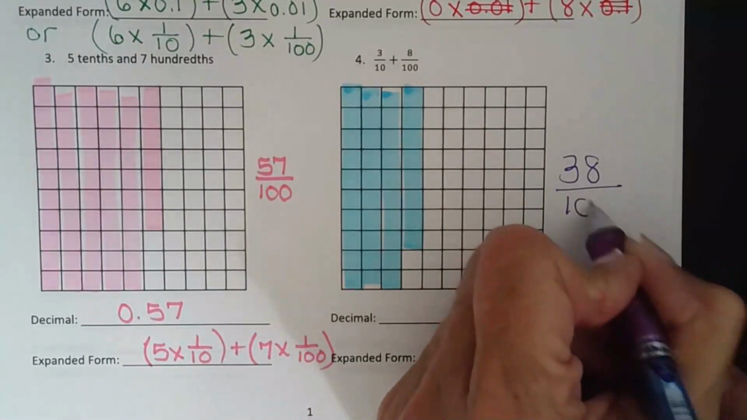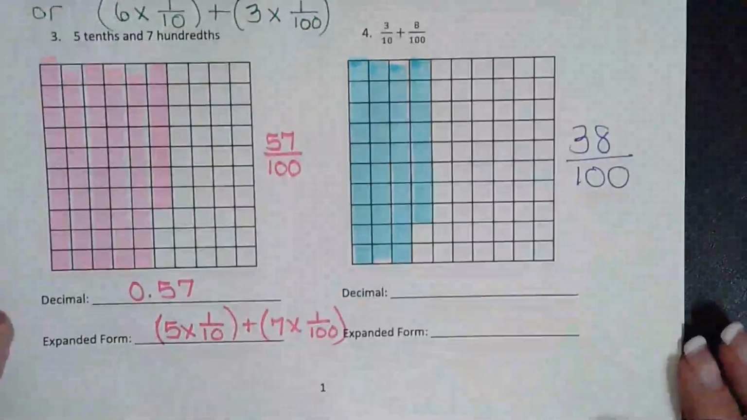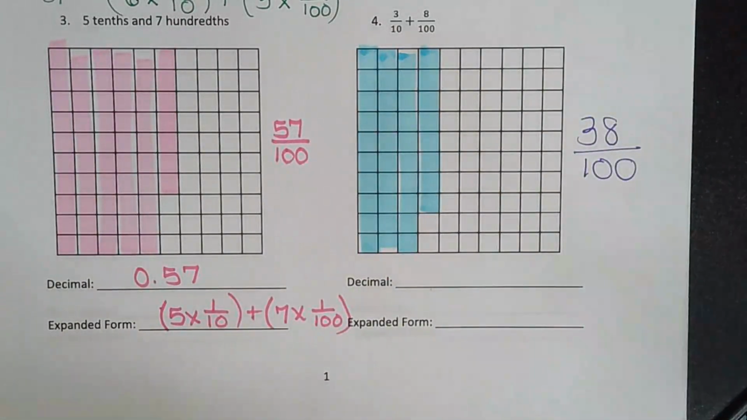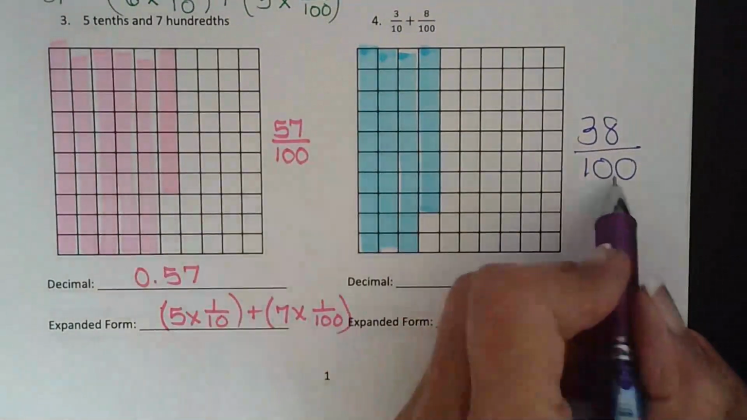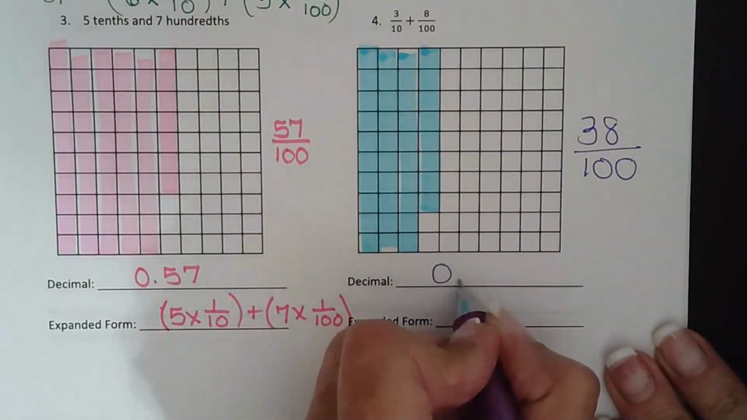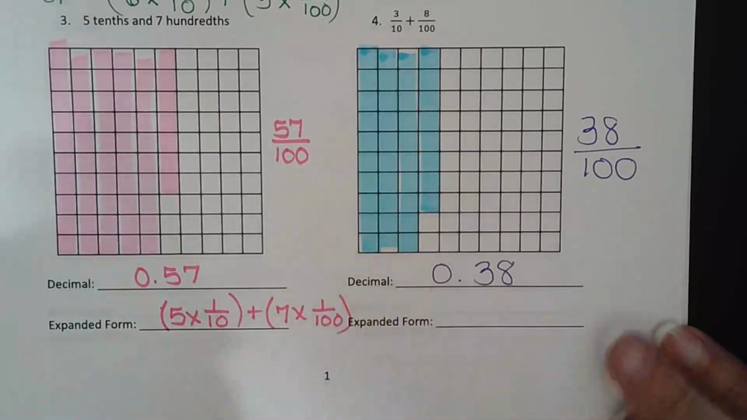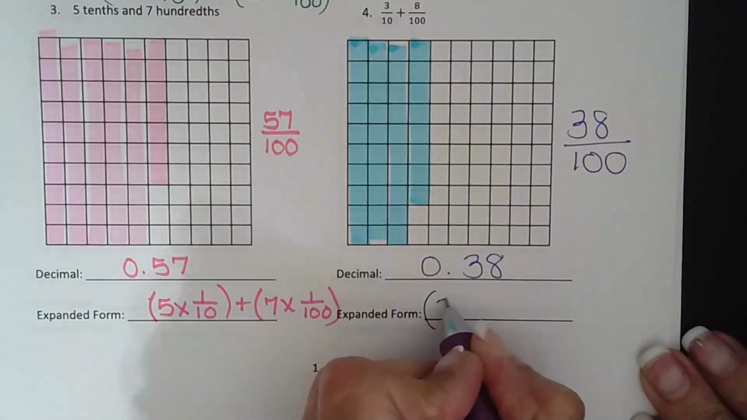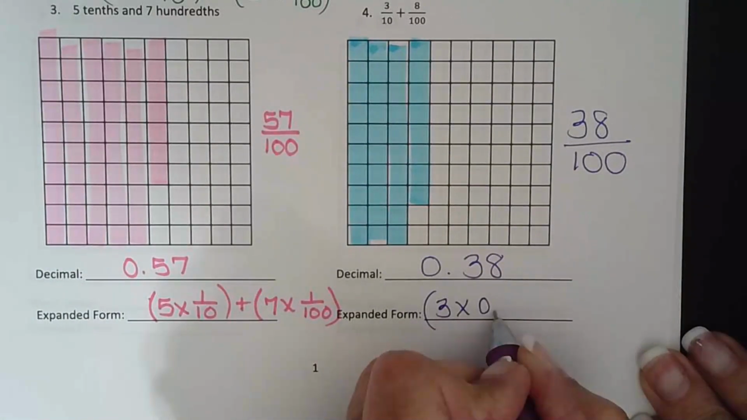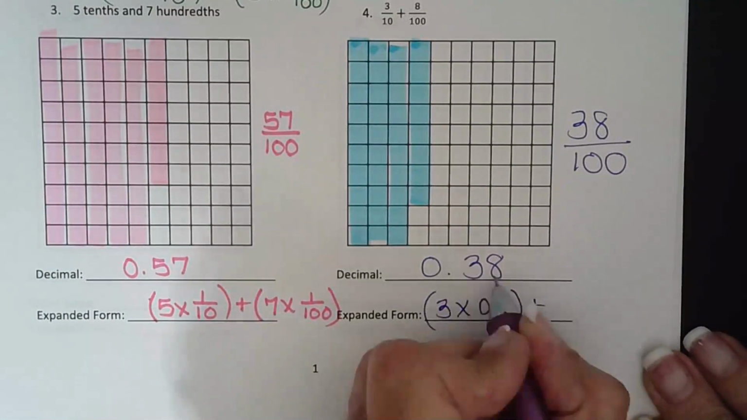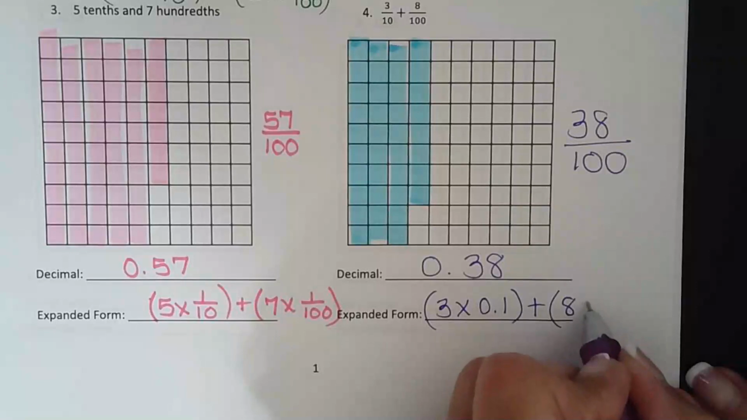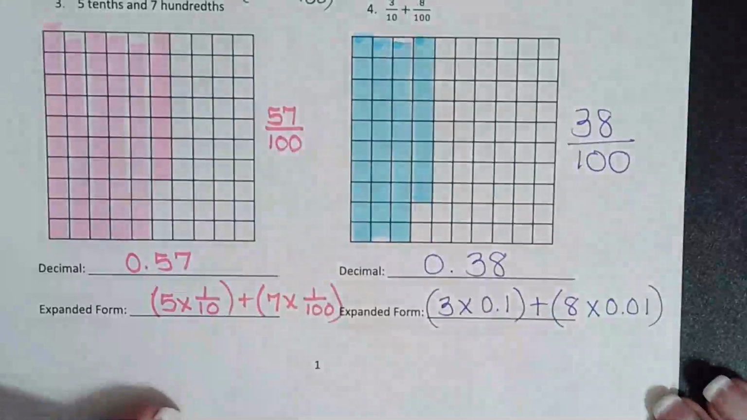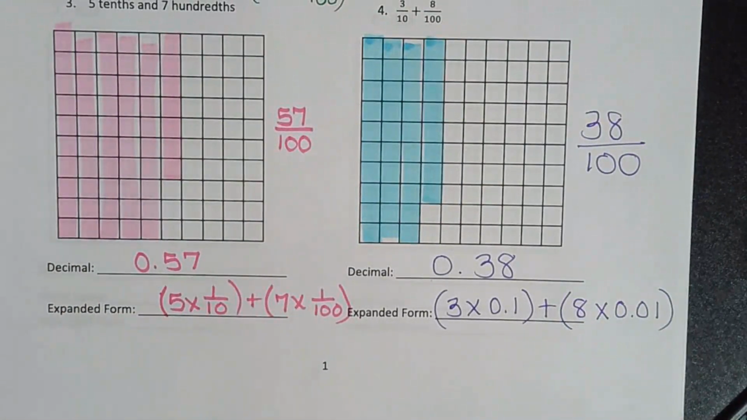And to write that as a decimal, a lot of students say that it's easier for them to go from fraction to decimal, so I just do that to help. So 2 decimal places, that'd be 0.38. And expanded, 3 is in the tenths place, so 3 times a tenth, plus 8 is in the hundredths place, 8 times a hundredth. And that is how we expand decimals.